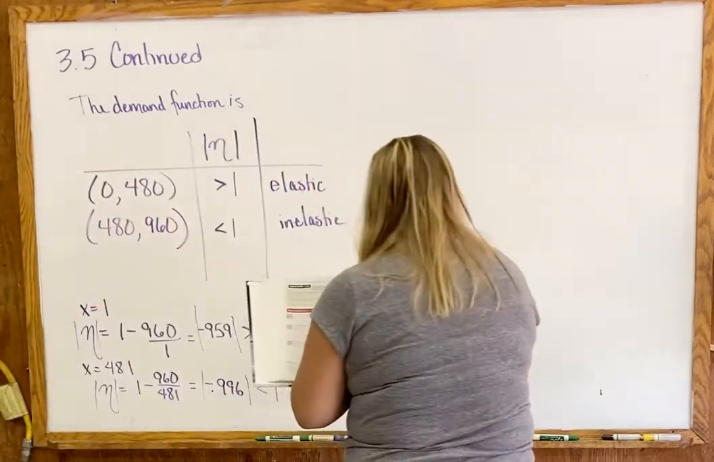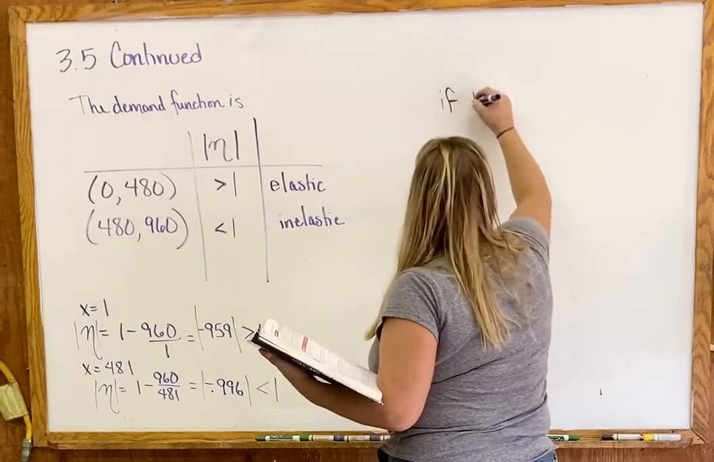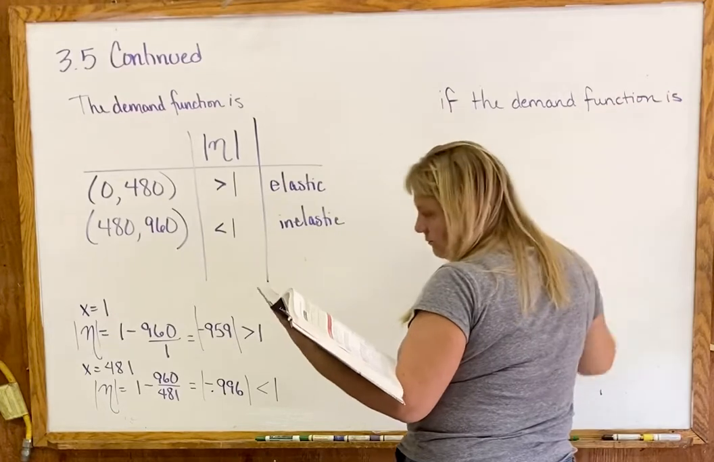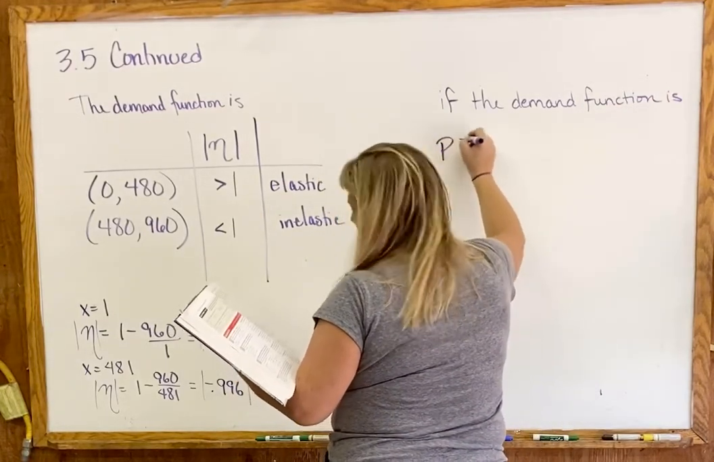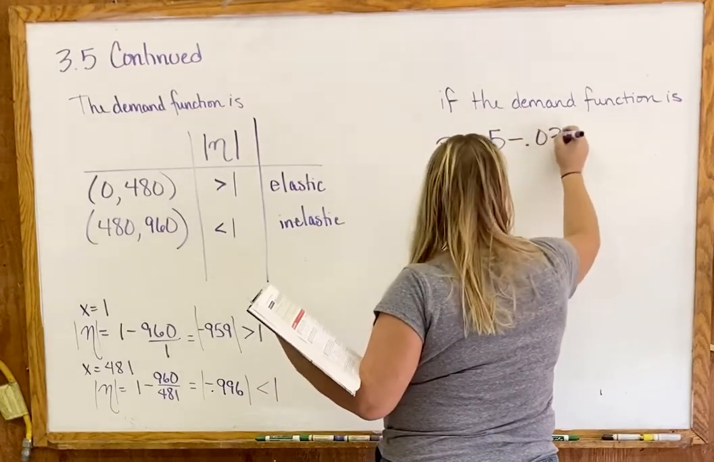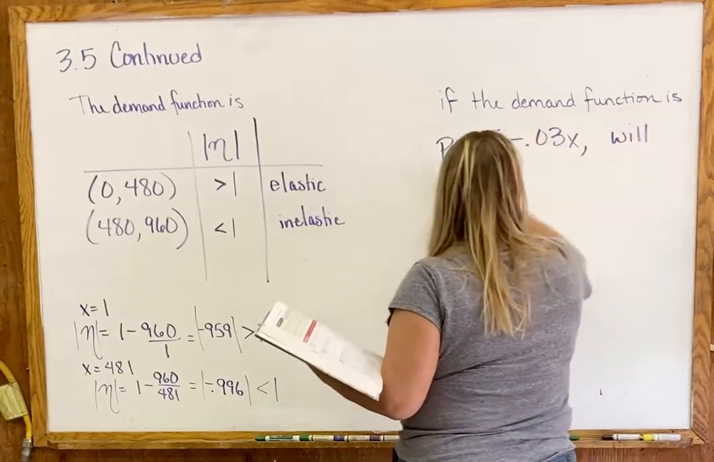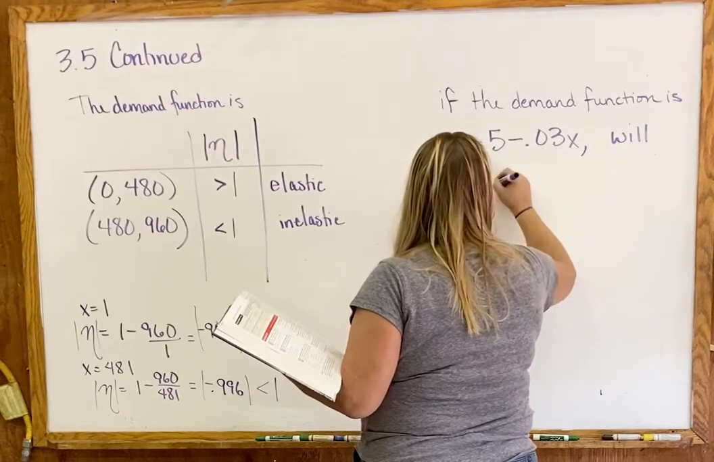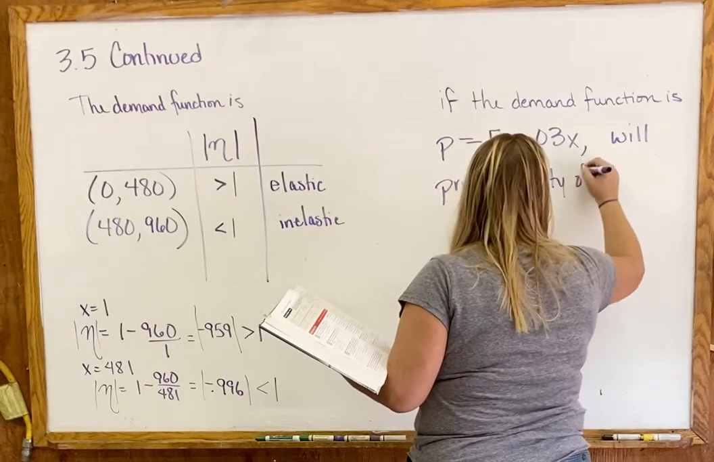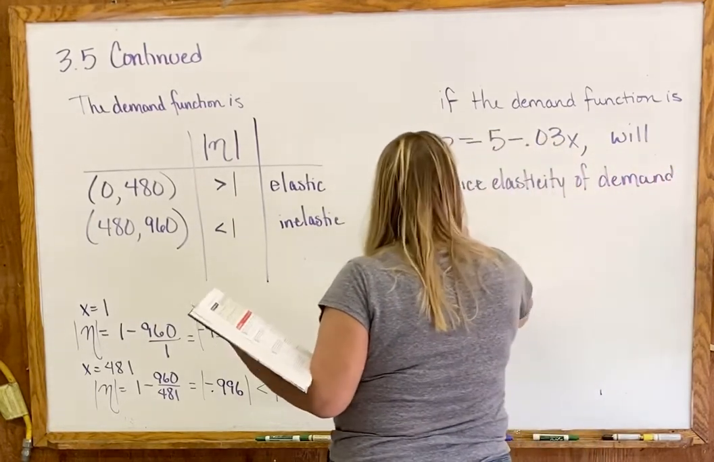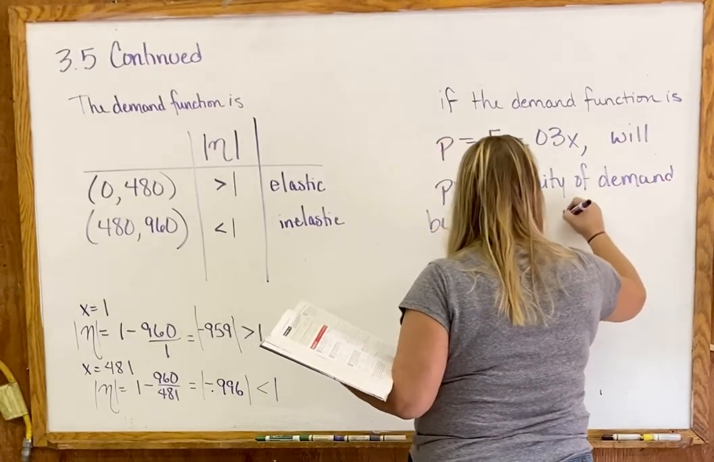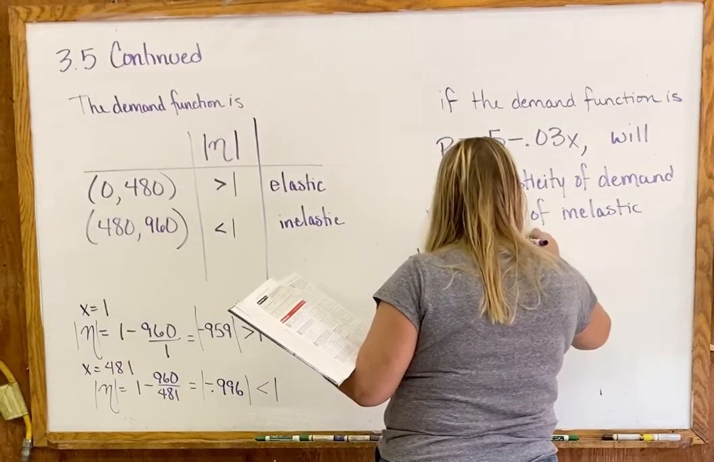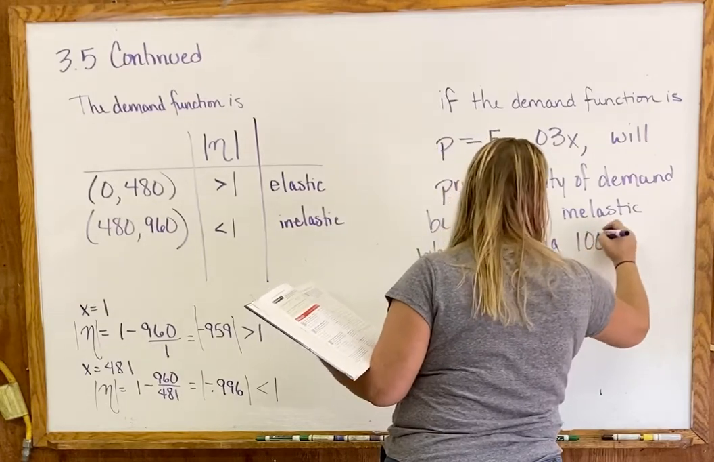So this says, if the demand function is P equals 5 minus 0.03x, will price elasticity of demand be elastic or inelastic when producing 100 units.